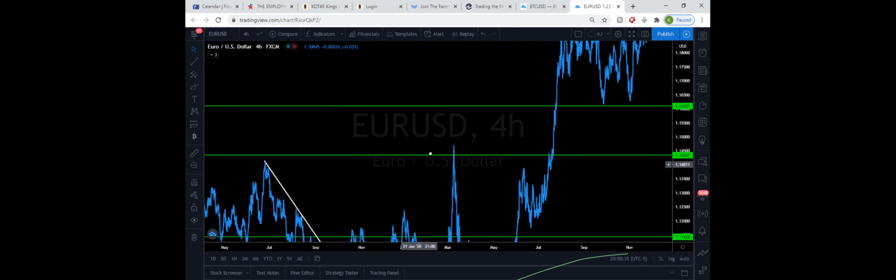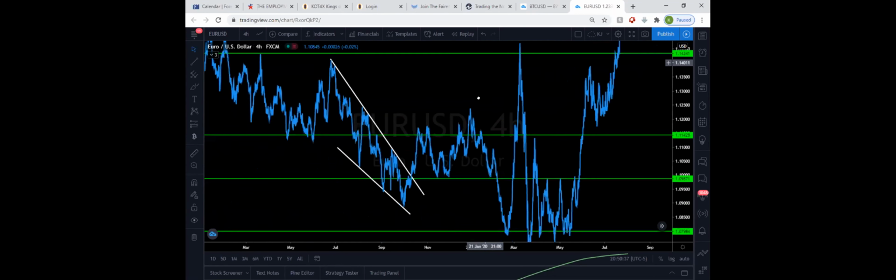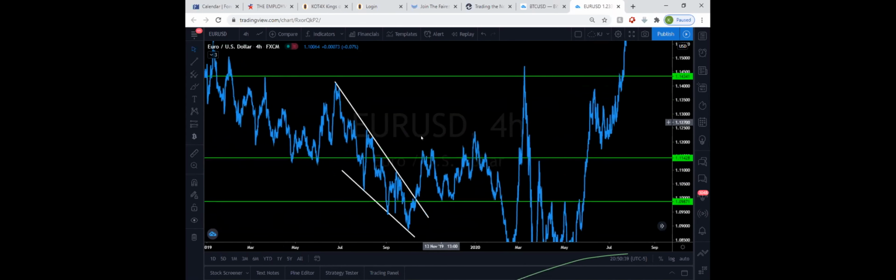Then you also want to make sure that you know how to identify when a trend could possibly end, and consolidation, which is when price is moving sideways. That's one way that the markets could possibly tell you that a trend is getting ready to end.